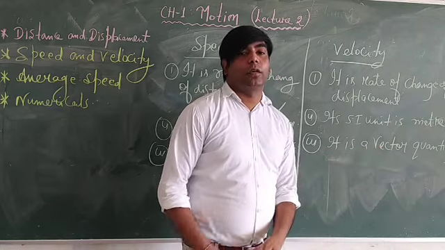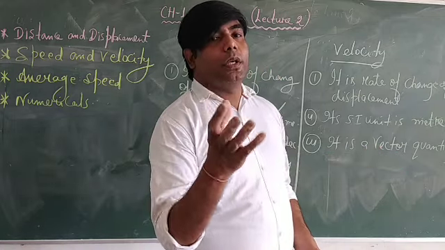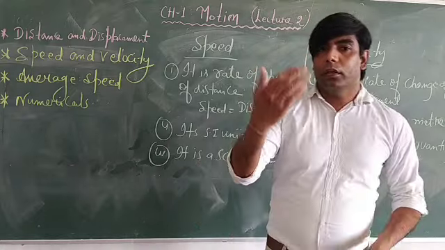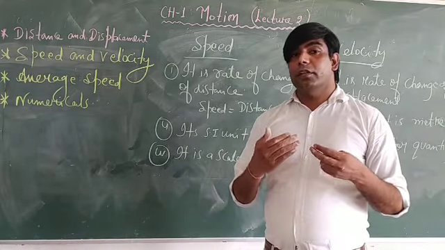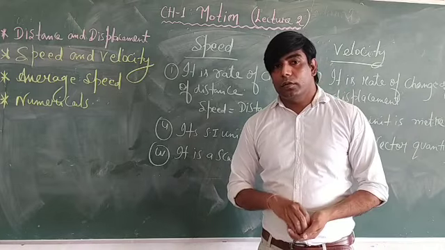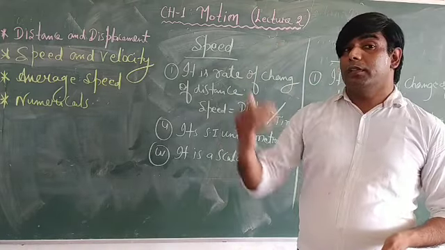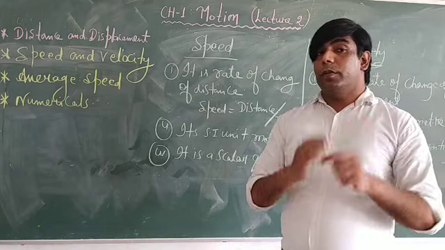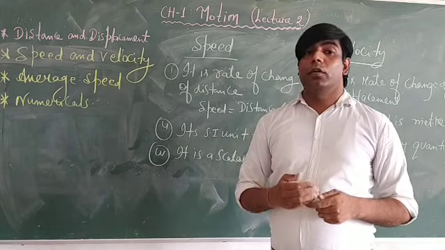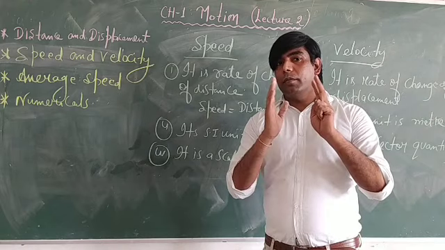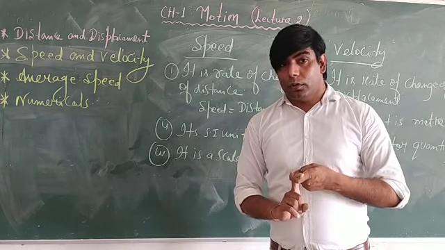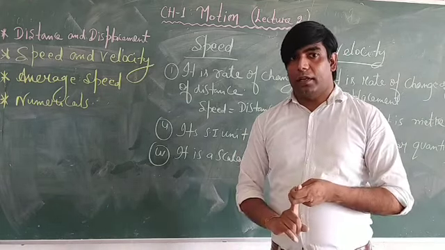It is a vector quantity. Speed is a scalar quantity, so it has only magnitude, but velocity has magnitude as well as direction, because velocity equals displacement divided by time. Displacement is a vector quantity. Therefore velocity will be a vector quantity. To define velocity we require both magnitude as well as direction.